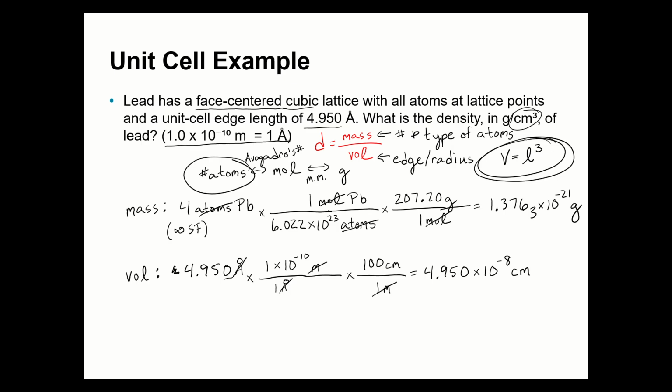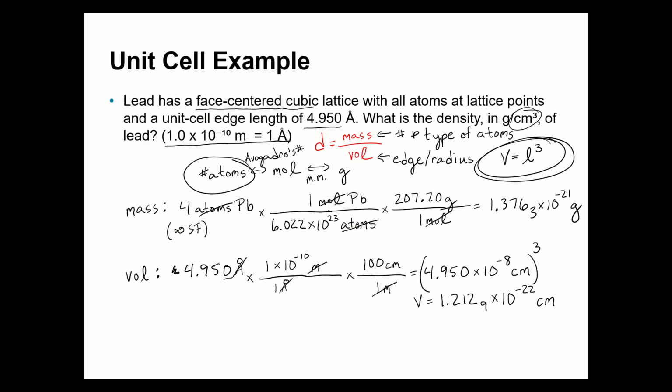Okay, and then we just need to cube it, so I'm going to take that number, raise it to the 3rd power, and I will get a volume that is equal to 1.212, and we're going to keep 1 extra digit until we're done, so that's the 9, times 10 to the negative 22nd power, and centimeters cubed.